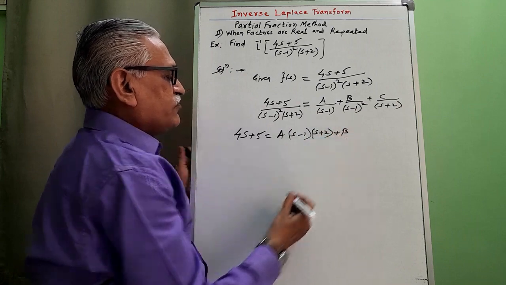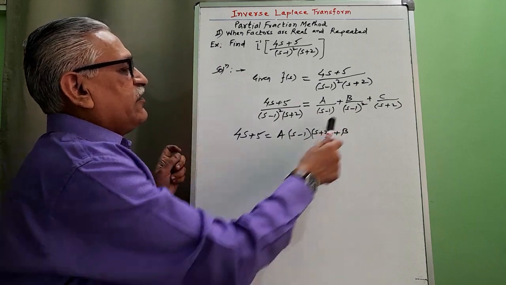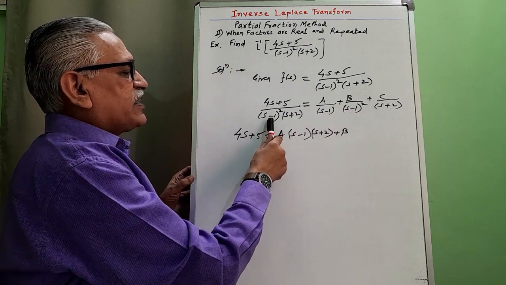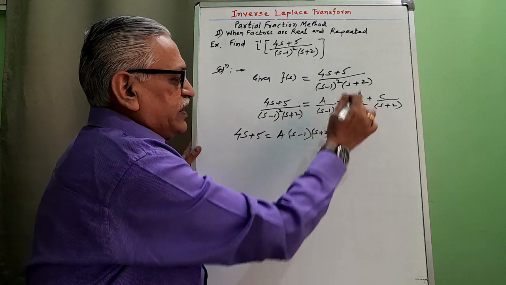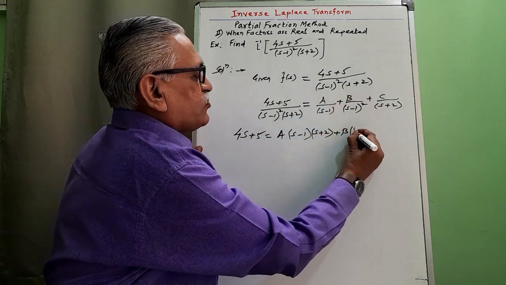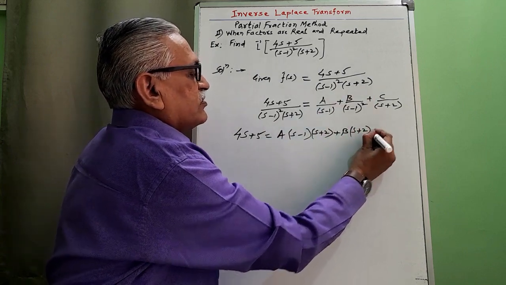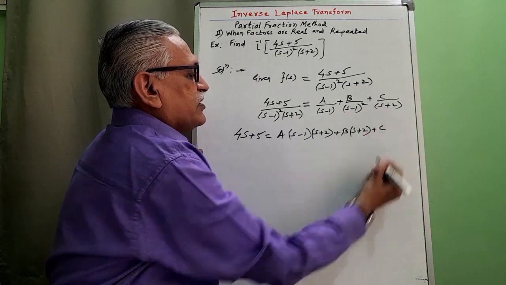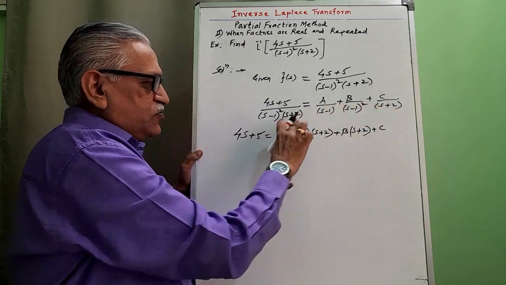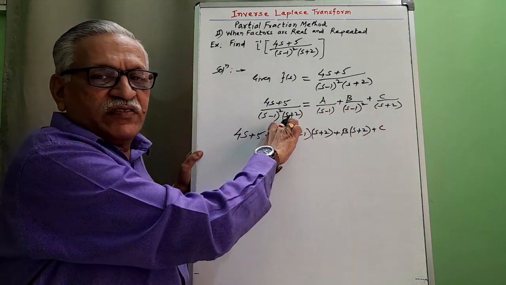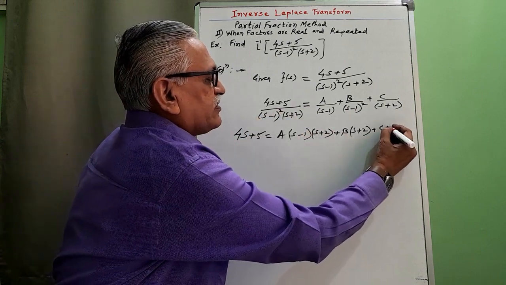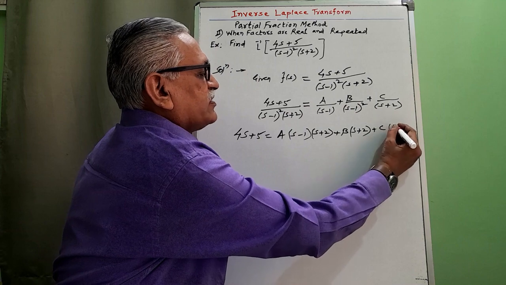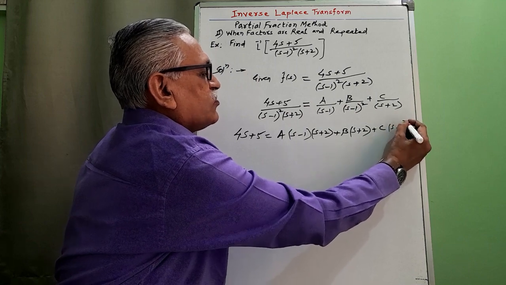plus b into, divide by this term, this gets cancelled, remaining is s plus 2, multiply by that s plus 2 to b, we get b into s plus 2, plus c into, divide by this s plus 2 to this, s plus 2 gets cancelled, remaining is s minus 1 whole square, multiply by that to c, we get c into s minus 1 whole square.